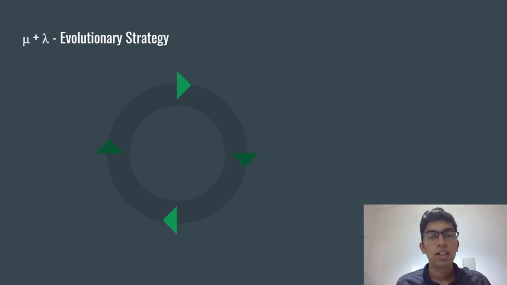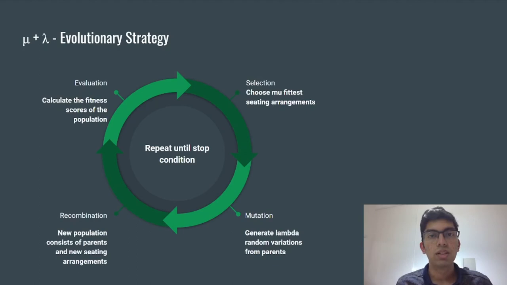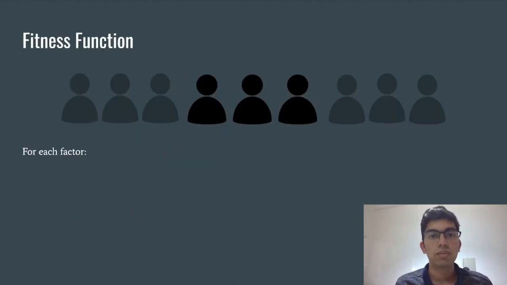To optimize the seating arrangement based on factors such as gender and nationality, we decided to use the mu plus lambda evolutionary strategy, which consists of the following stages: evaluation, selection, mutation, and recombination, which is repeated until we reach the stop condition, which is the set number of epochs.